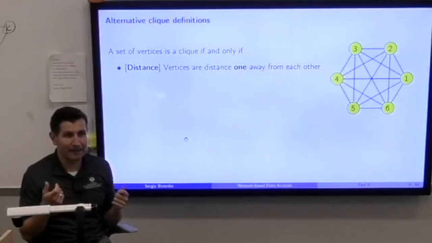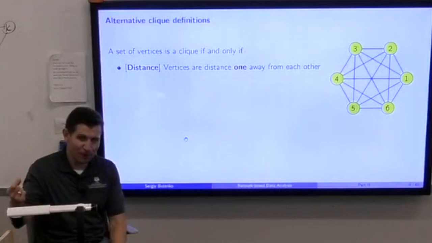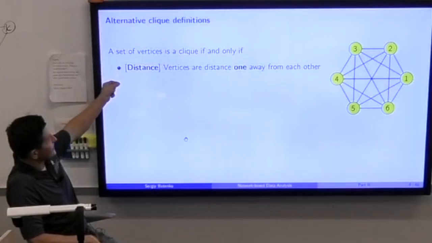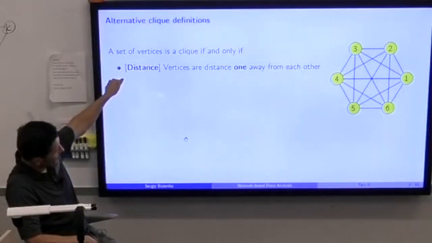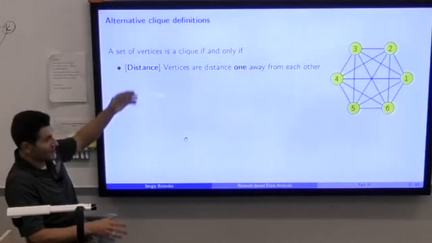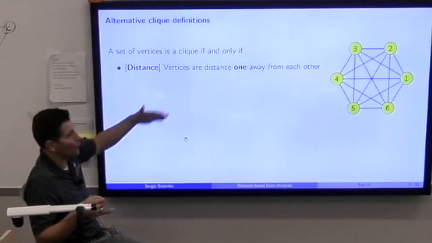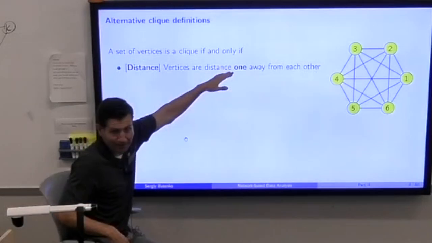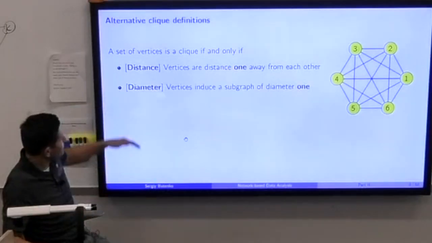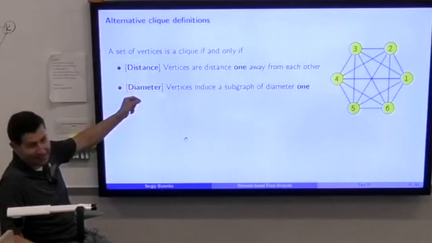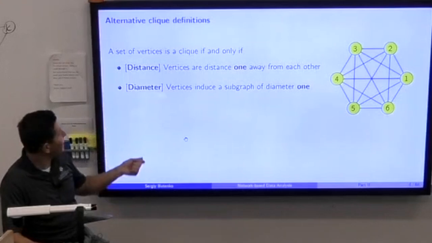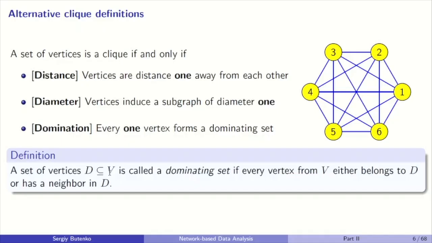try to see if I can have an equivalent definition of a clique using that concept, like distance, for example. I can say that a subset of vertices is a clique if and only if the distance between any pair of vertices is 1. So vertices are distance 1 away from each other. Here 1 is the key word. Diameter, same thing. A subset of vertices is a clique if and only if the diameter of the induced subgraph is 1. The next characterization is somewhat totally different.